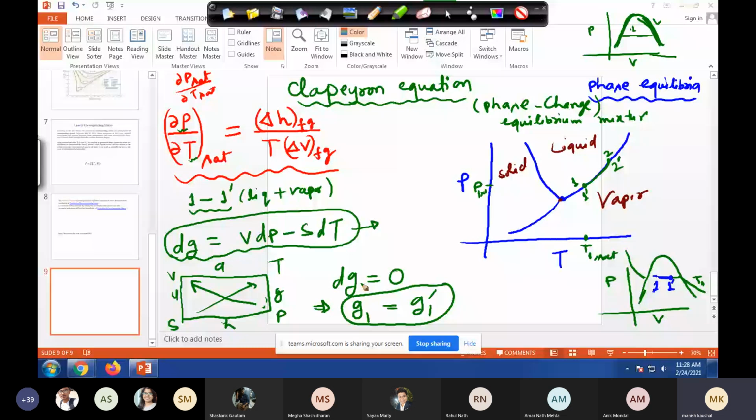Okay. Fine. Now tell me, if I am going from 2 to 2 dash, will it be true? G2 equal to G2 dash? Yes, because that is also a phase change. Great. So this we have talked about at point 1 and at point 2. Fine. Now let's go from 1 to 2, and 1 dash to 2 dash. So let's write what we can write.